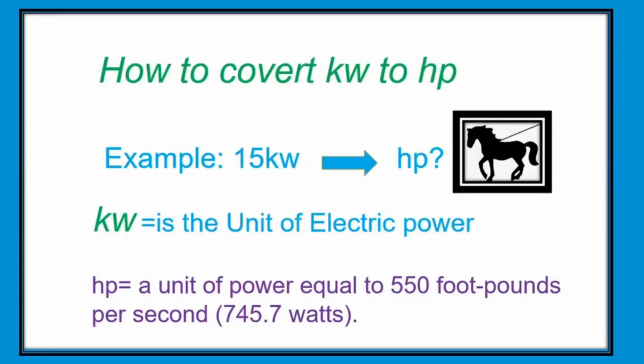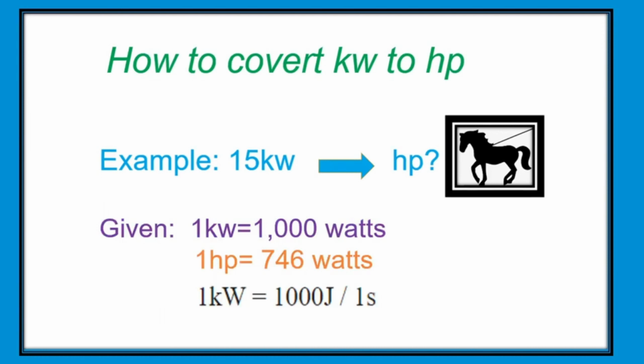Next, how to convert kilowatts to horsepower. Our example here is 15 kilowatts. Kilowatt is a unit of electric power, and horsepower is a unit of power equal to 550 foot-pounds per second or 745.7 watts. Given 1 horsepower is equal to 746 watts, 1 kilowatt is equal to 1,000 joules per second.